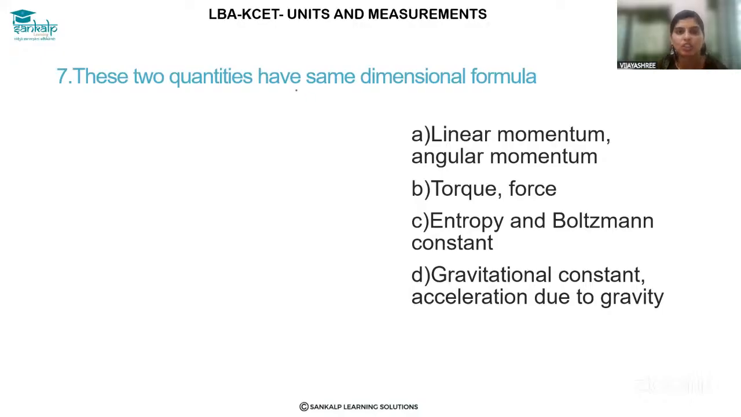So let us look at the question carefully. We have to identify the option containing two quantities which have same dimensional formula. Let us analyze each option. First option, linear momentum. We denote it by P. So P is equal to M into V, mass into velocity. This is a dimensional formula.